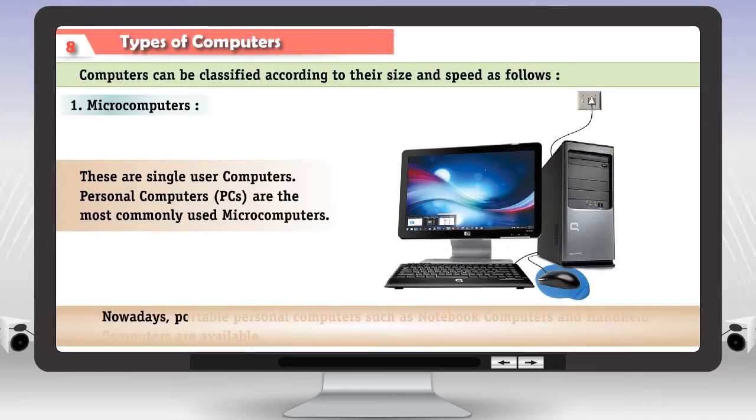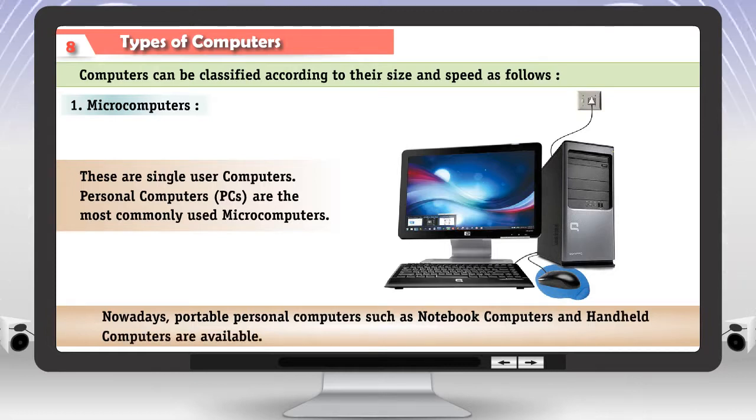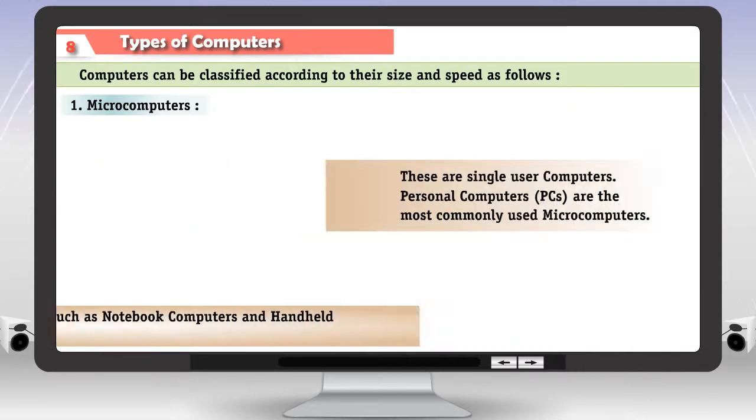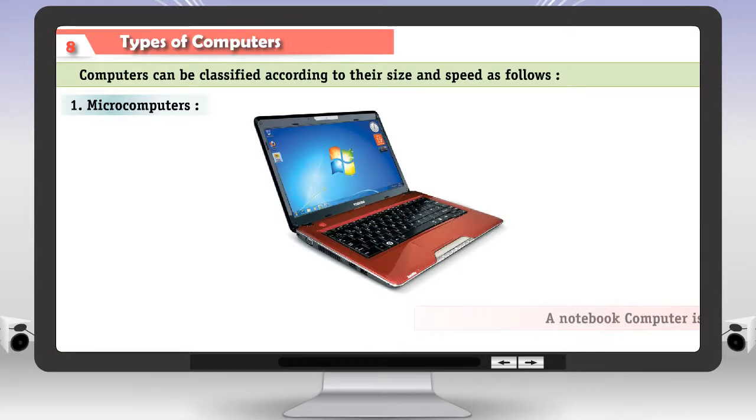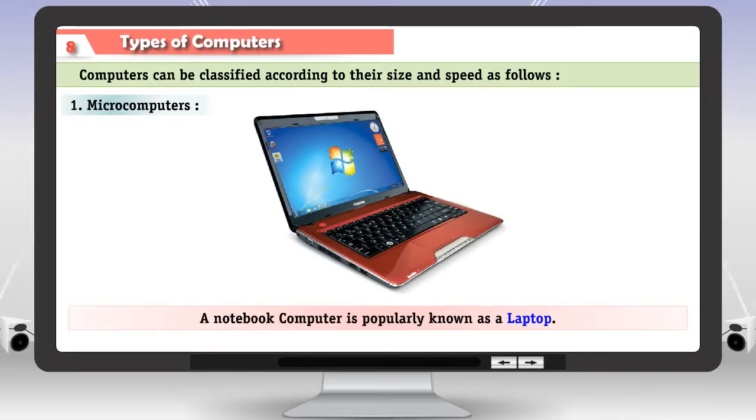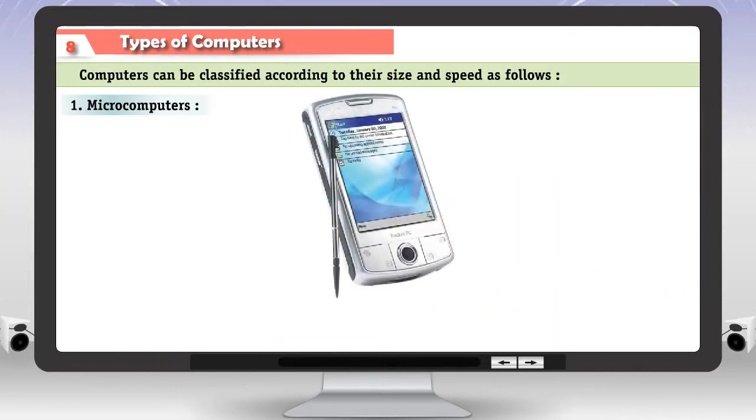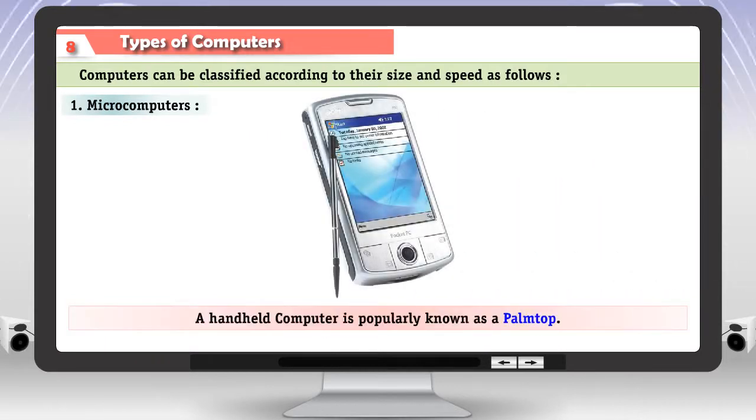Nowadays, portable personal computers such as notebook computers and handheld computers are available. A notebook computer is popularly known as a laptop. A handheld computer is popularly known as a palm top.